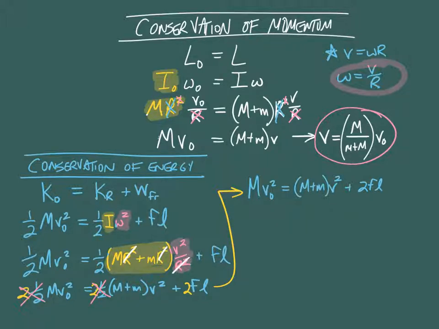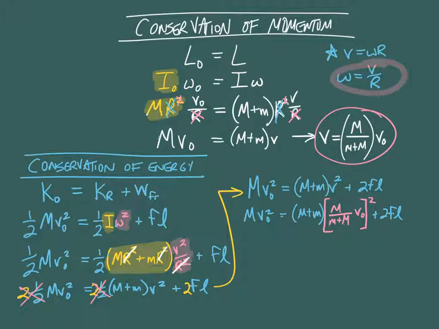I can isolate that algebraically. So mv naught squared would equal m plus little m. And now I'm going to put v in. So this is going to be m over m plus big M times v naught, that whole mess squared, plus 2 FL.